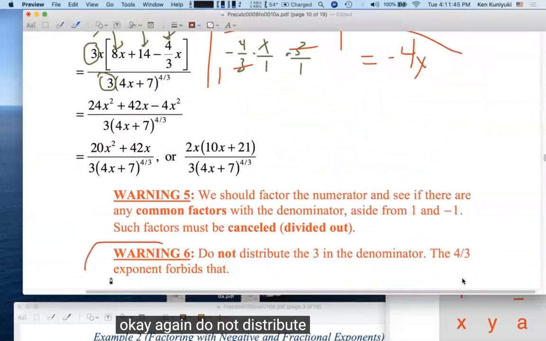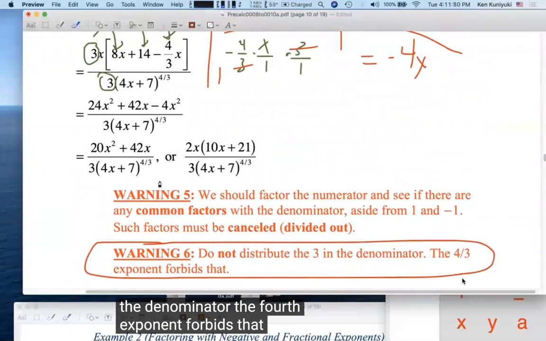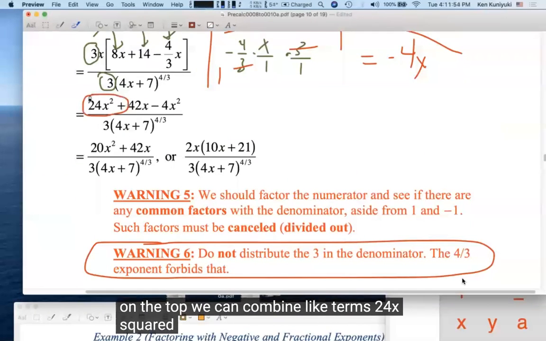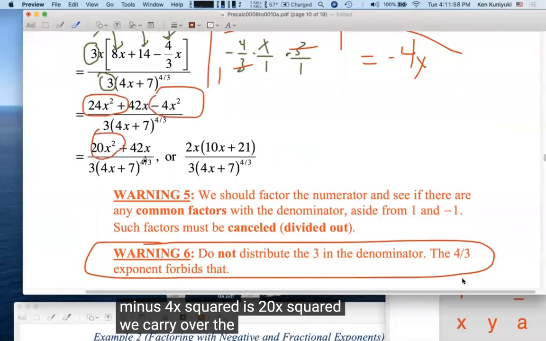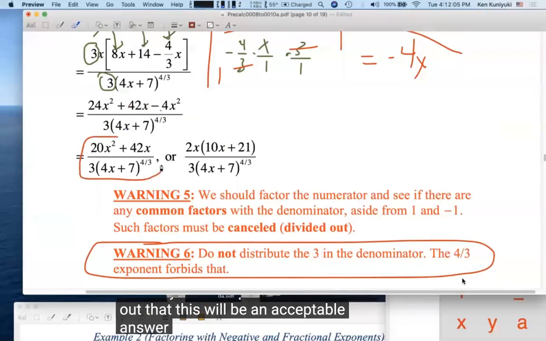Okay, again, do not distribute the 3 in the denominator. The 4/3 exponent forbids that. On the top, we can combine like terms. 24x squared minus 4x squared is 20x squared. We carry over the plus 42x. And it turns out that this will be an acceptable answer.